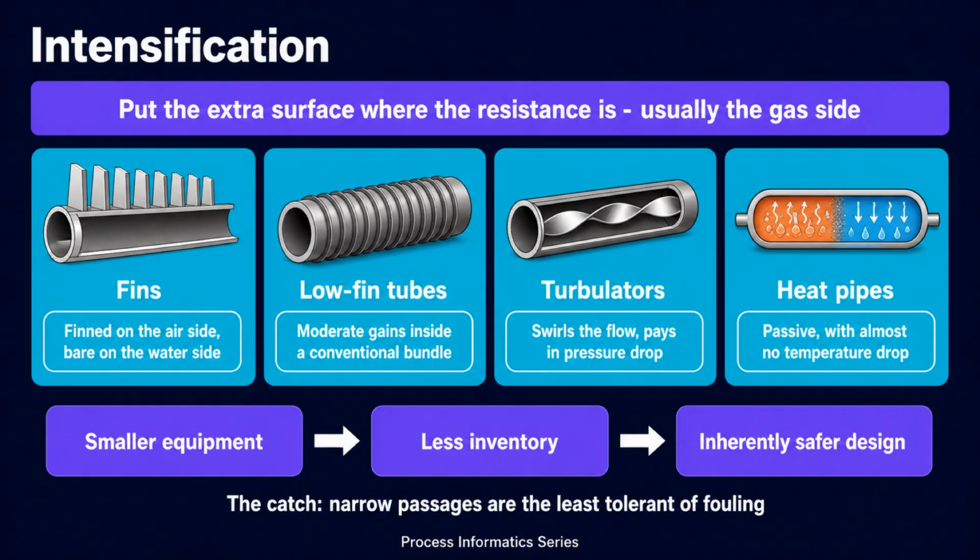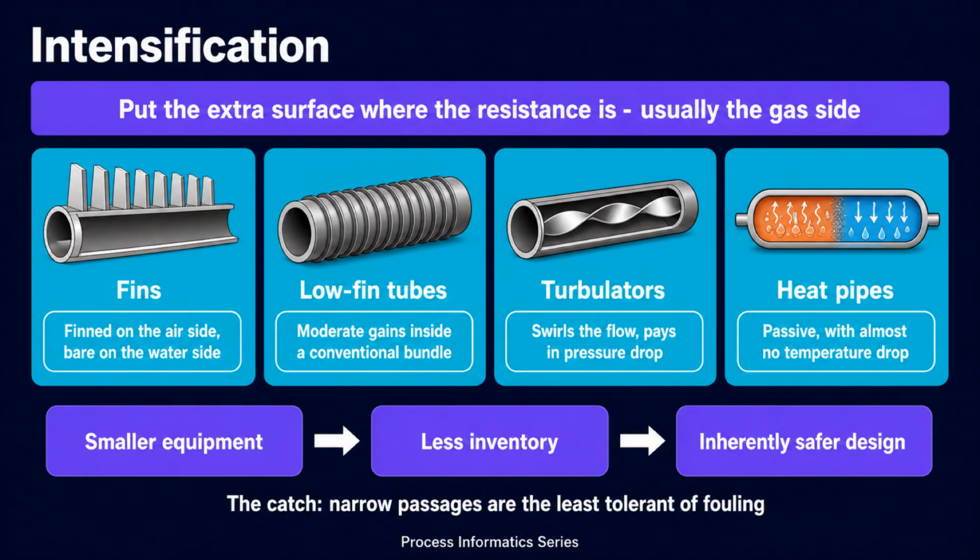Fins, extended metal surfaces on the gas side, multiply the area facing the weak coefficient, which is why every air cooler, radiator, and air conditioning coil is finned on the air side and bare on the water side. Low-fin tubes carry short integral fins for moderate gains inside conventional shell-and-tube bundles. A turbulator, a twisted strip or wire coil pushed inside a tube, swirls the flow to raise the tube-side coefficient and pays in pressure drop. A heat pipe uses boiling and condensation inside a sealed tube to move heat with almost no temperature drop.